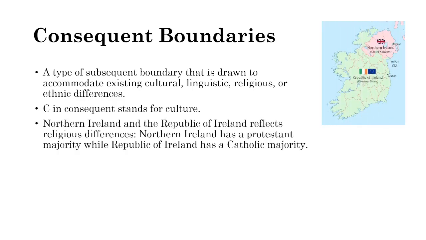So for example, Northern Ireland and the Republic of Ireland. Northern Ireland is part of the UK. The Republic of Ireland is a country part of the European Union. And these two entities were once whole, but they separated. They went through devolution due to predominantly religious differences. Northern Ireland has a strong Protestant majority, while the Republic of Ireland has a Catholic majority here.